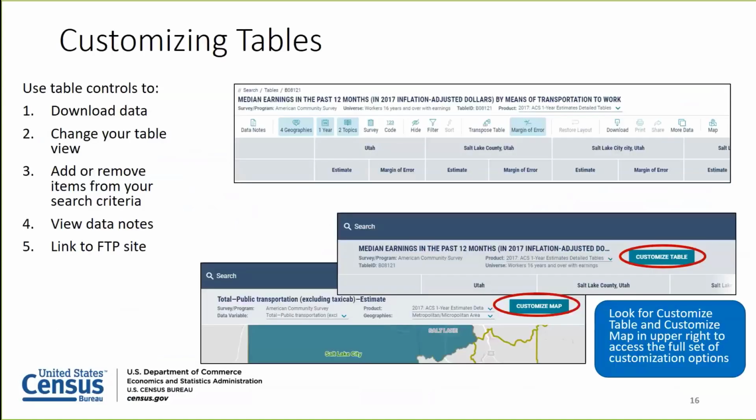Now for customizing your table, this allows you, once you find a table, to open it up and then customize it, meaning you can change the year, you can add geographies, you could download the data, you could change the table view, maybe hide or transpose the data. You can view data notes, and then also in some cases there are links to FTP sites.